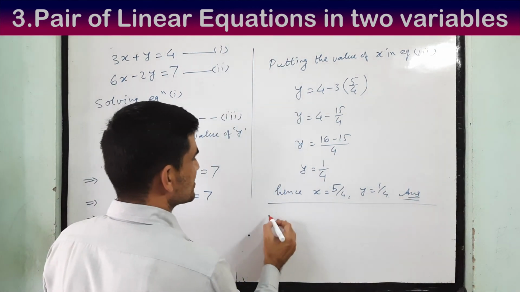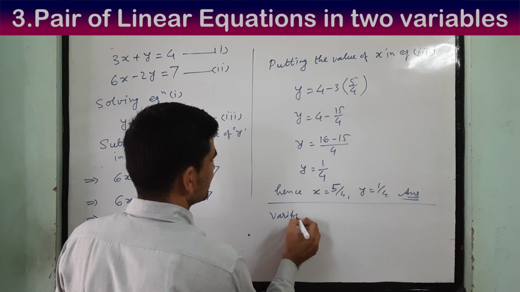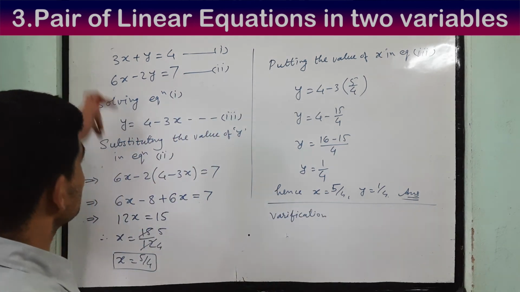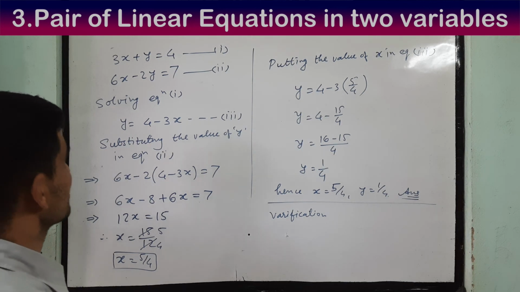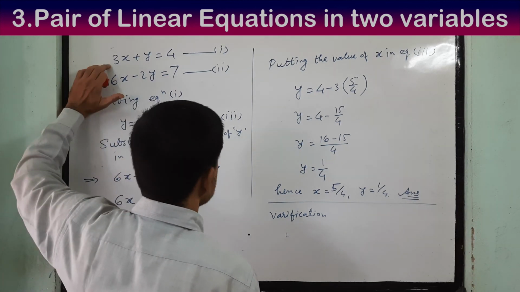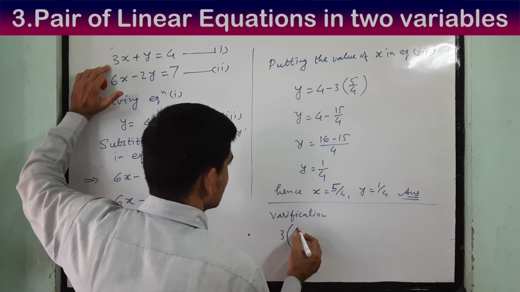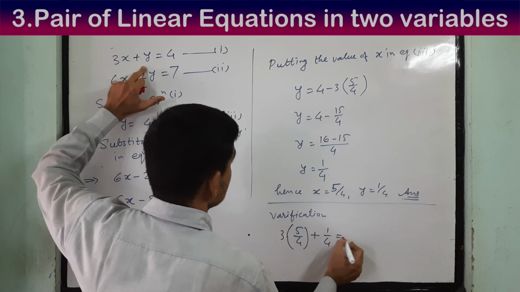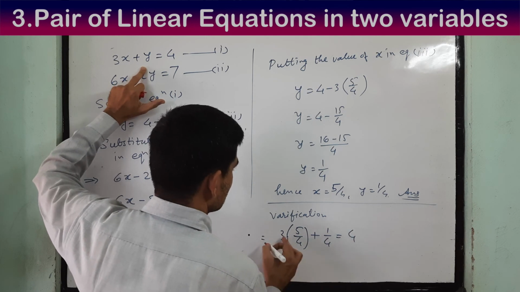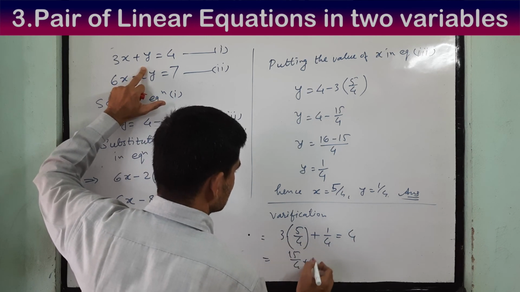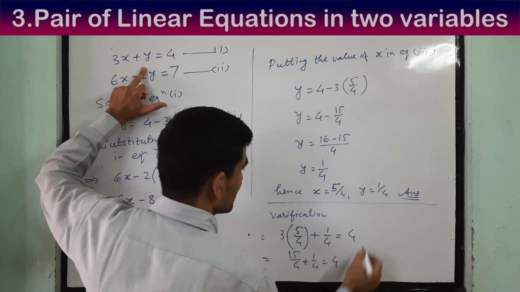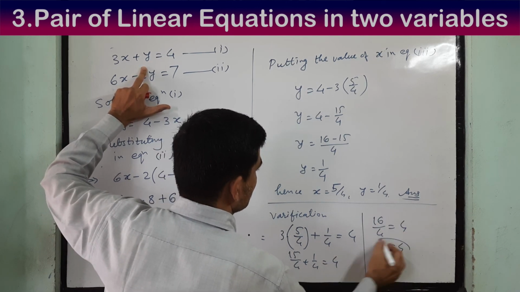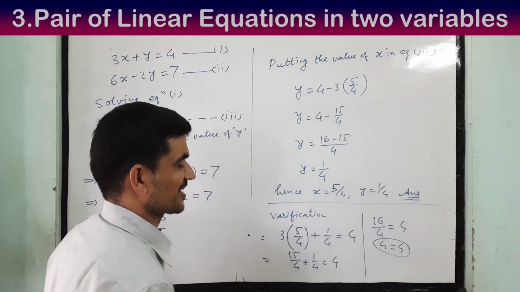So you can verify also. Verification. Put both the values together in any of the equations, and check whether you are getting the RHS or not. So just take the first equation, thrice of x plus y is equal to 4. We are getting it or not? 15 by 4 plus 1 by 4 equal to 4. That is 16 by 4 is equal to 4. Both sides are equal, means it is correct.